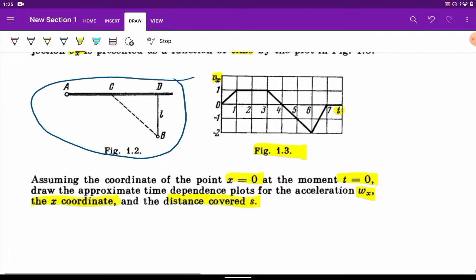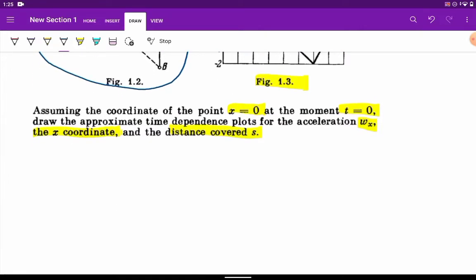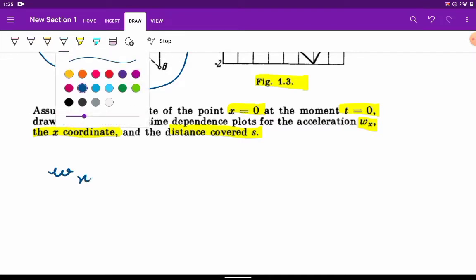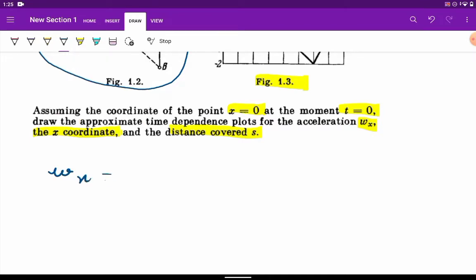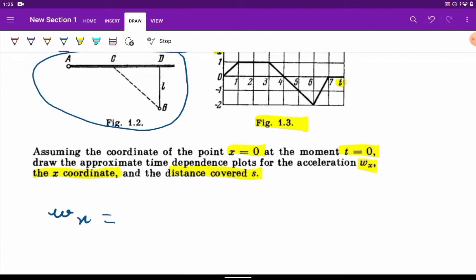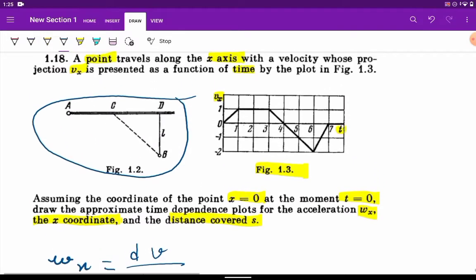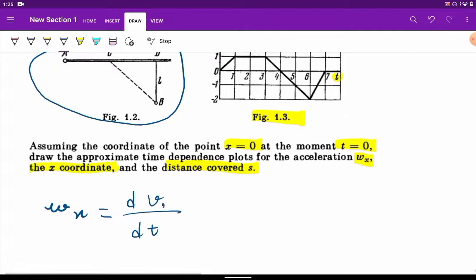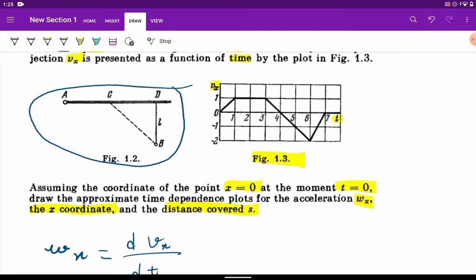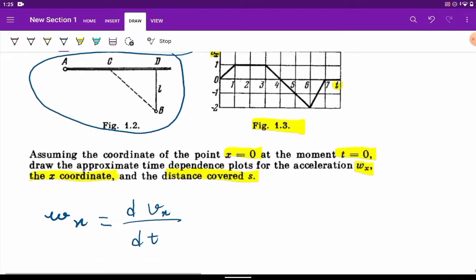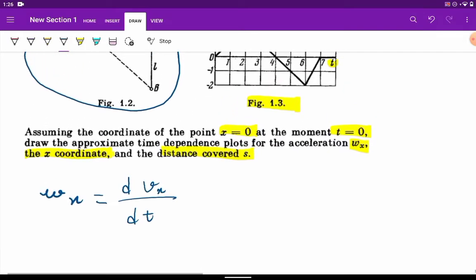Okay, so we will go one by one. As you already know, the acceleration, which is wx here, is nothing but the rate of change of the velocity with respect to time. Of course we are dealing with magnitudes here. So it will be dvx by dt. Basically it's the slope of this particular curve in figure 1.3. So we need to draw it.